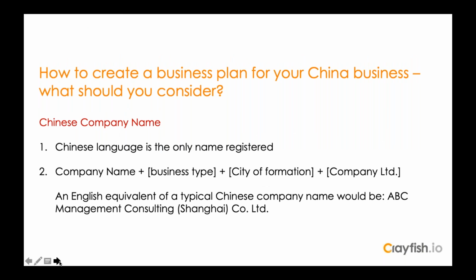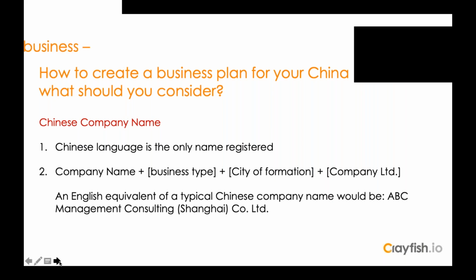So the first point is the Chinese language is the only name that's registered. As a foreign invested company, there is a format of how your Chinese name will look. You will have the company name, you will have the business type, which is why it's so critical to understand what your business scope is going to be, the city of formation, and then company limited. So let's say you're going to have your company name as XYZ or ABC. Usually it's between 2 and 4 Chinese characters. Business type can be anything from management consulting to trading to engineering to manufacturing. There's plenty more as well.